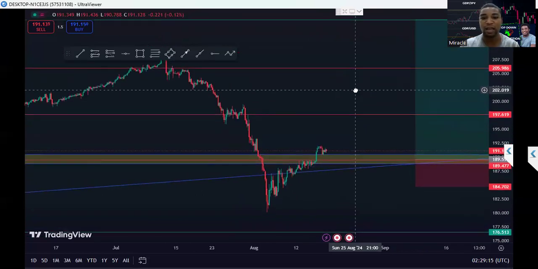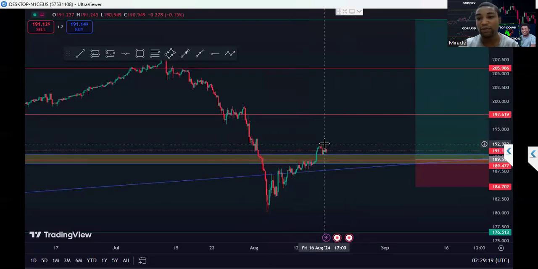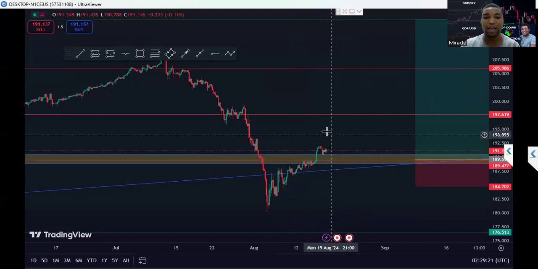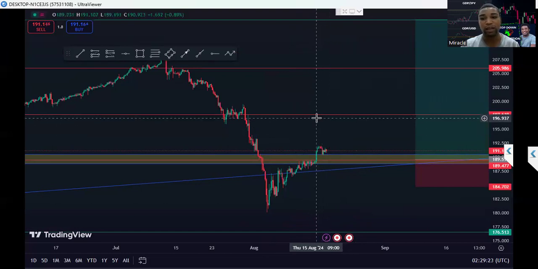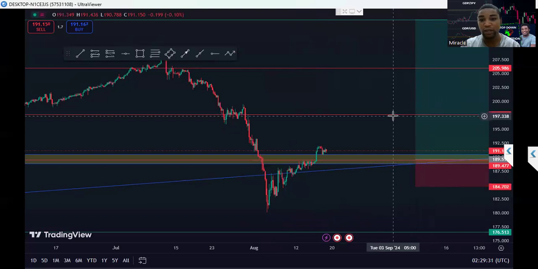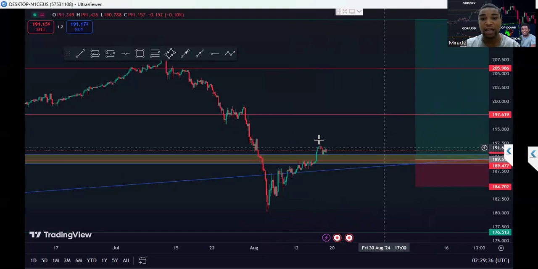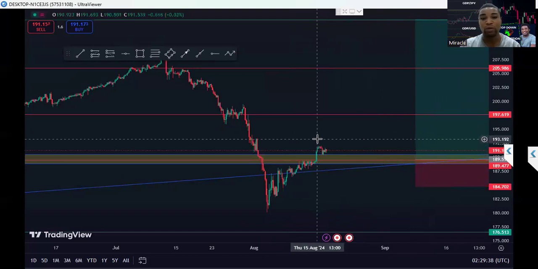First level target: when the price gets to my first level target, which is 197.619, I will lock in 30% of my position and move my stop loss to break even. If it gets to this level, I'll lock in 30% of my position, move my stop loss to break even, and leave the trade to roll.